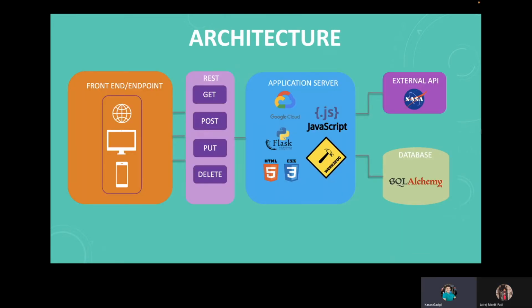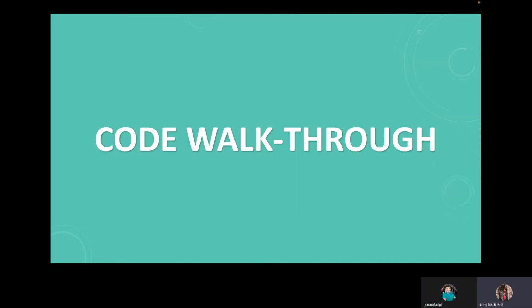Here we'll be briefly talking about the overview of the application. The front end is the web page that the end user will access to interact with the application. Next, we can see the REST APIs that have been used such as GET, POST, and PUT, etc. The application has been deployed on Google Cloud. And now I'll hand it over to my team member to give you a code walkthrough.